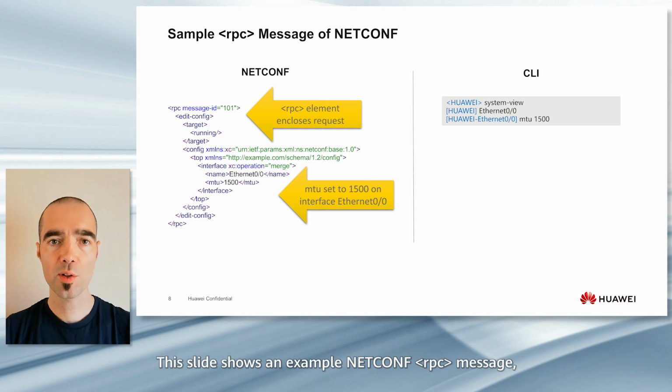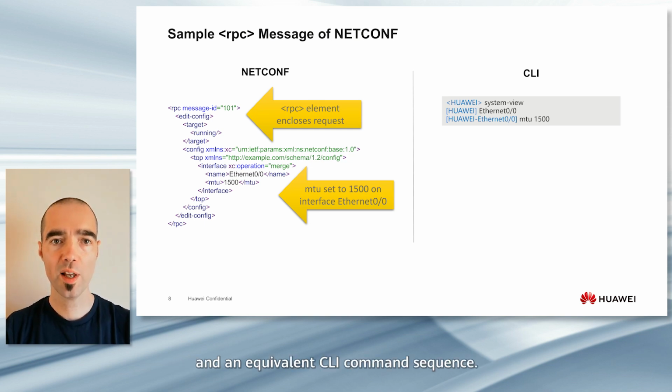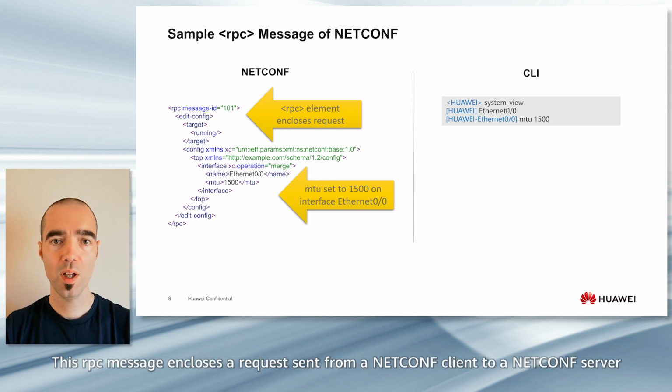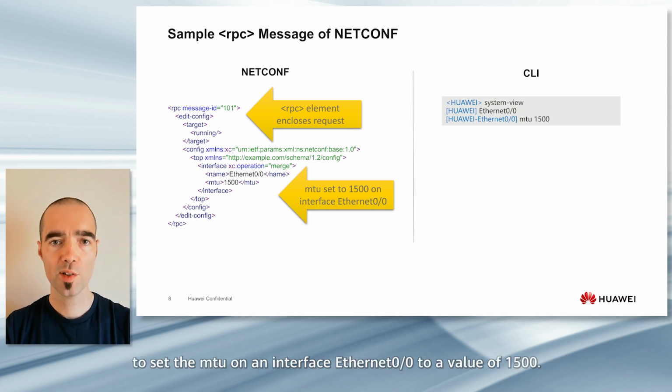This slide shows an example Netconf RPC message and an equivalent CLI command sequence. This RPC message encloses a request sent from a Netconf client to a Netconf server to set the MTU on an interface Ethernet 0/0 to a value of 1500.